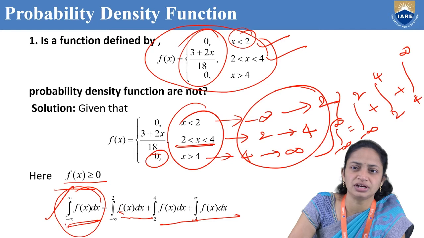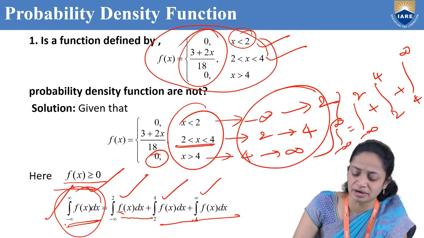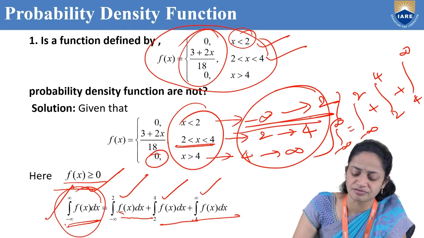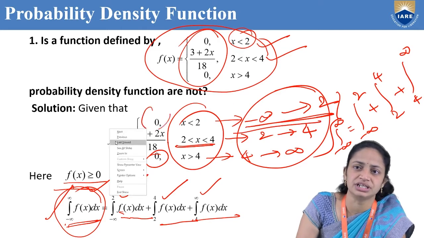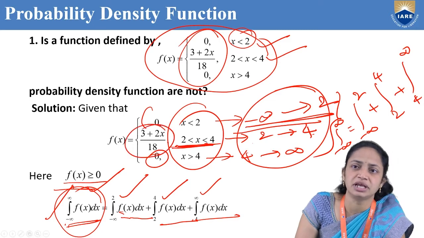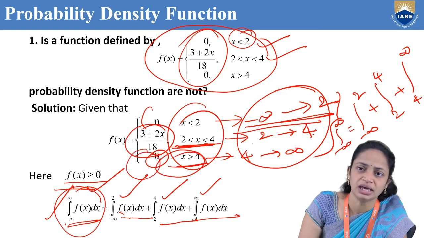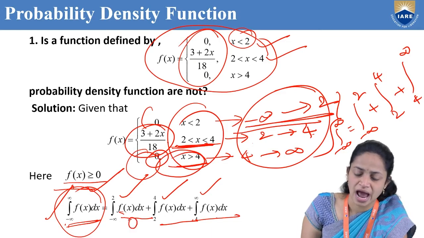So that's why the integral from minus infinity to infinity can be written as the integral from minus infinity to 2 of f of x dx, plus the integral from 2 to 4 of f of x dx, plus the integral from 4 to infinity of f of x dx. We know that from minus infinity to 2 the function is 0. Based on the limits 2 to 4, the function is (3 plus 2x) by 18. If the limits are 4 to infinity, the function will be 0. So that's why this is 0 and this is 0.